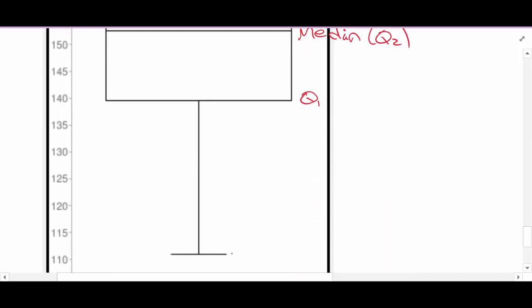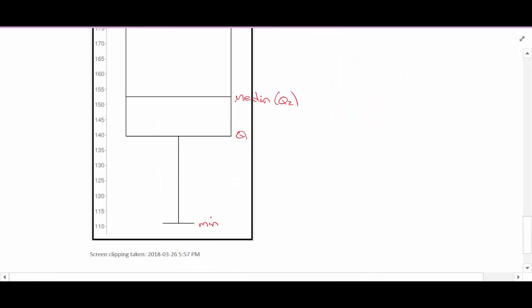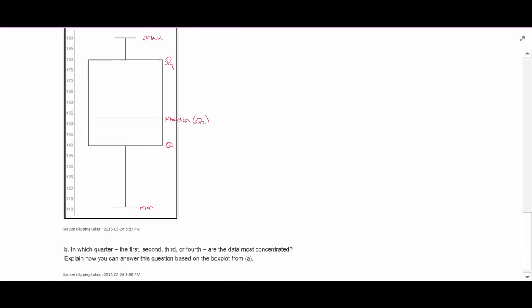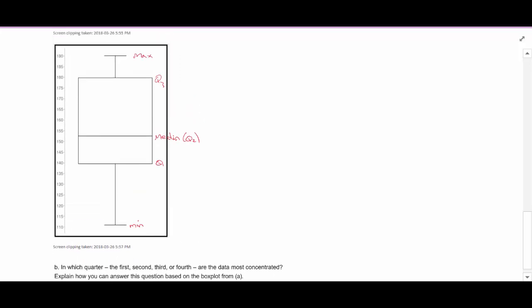And this is the minimum value, 110. Remember, the maximum was 190 calories. The minimum was 111. Okay, so there, I've got the box plot. And really, I could fill in my five number summary, but I'm not going to, because what I am going to do now is look at the next question, which is: in which quarter, the first, second, third, or fourth, is the data most concentrated?